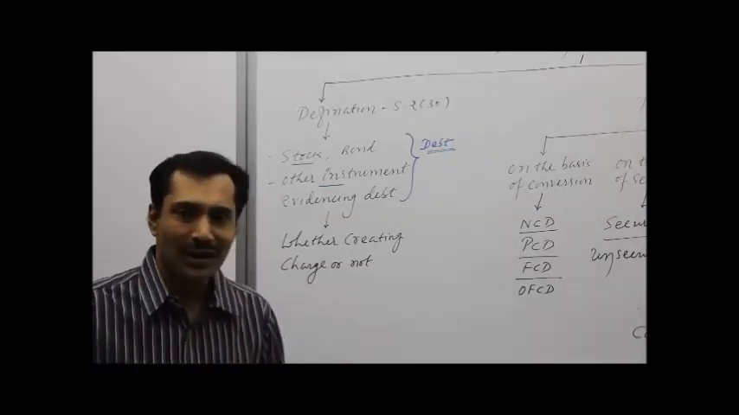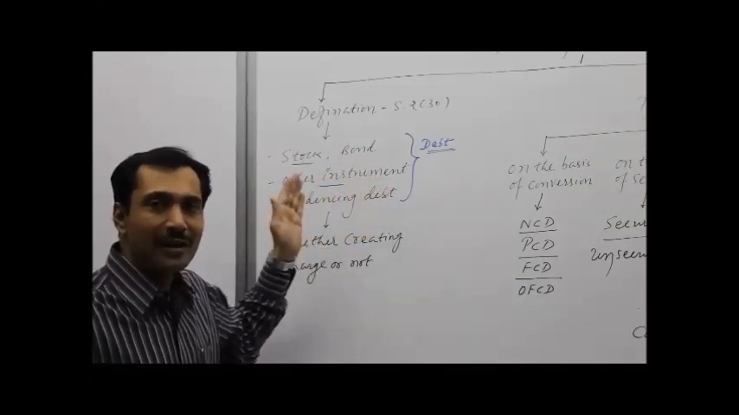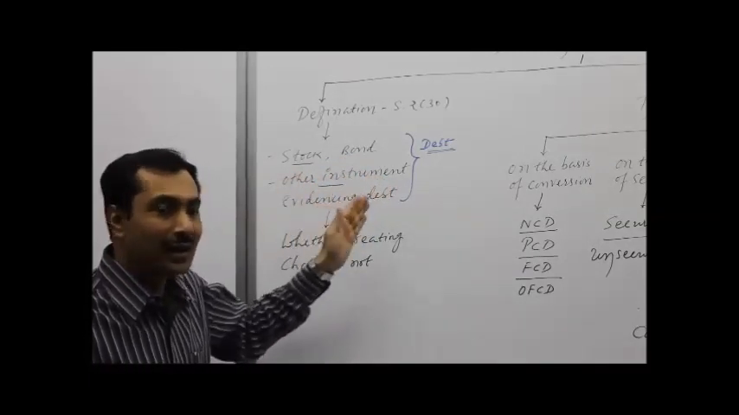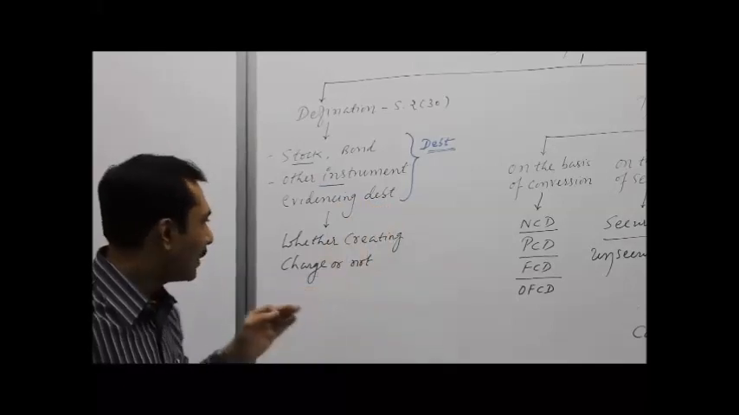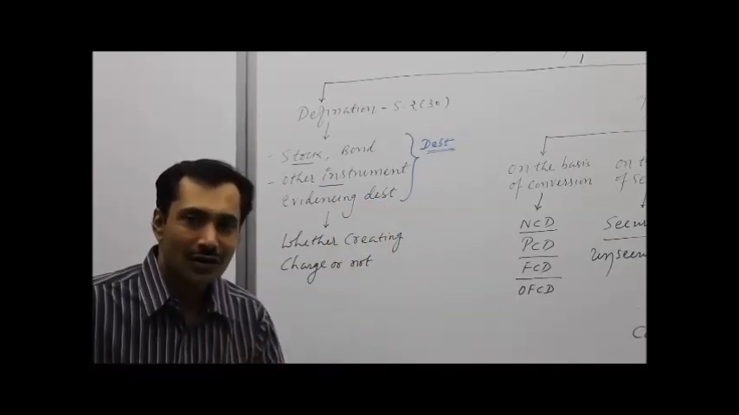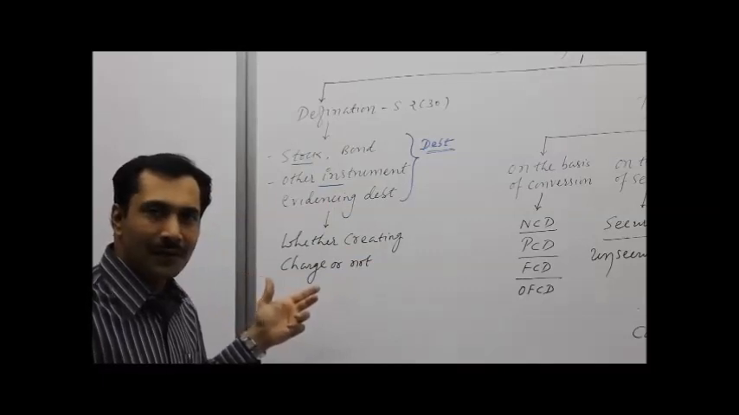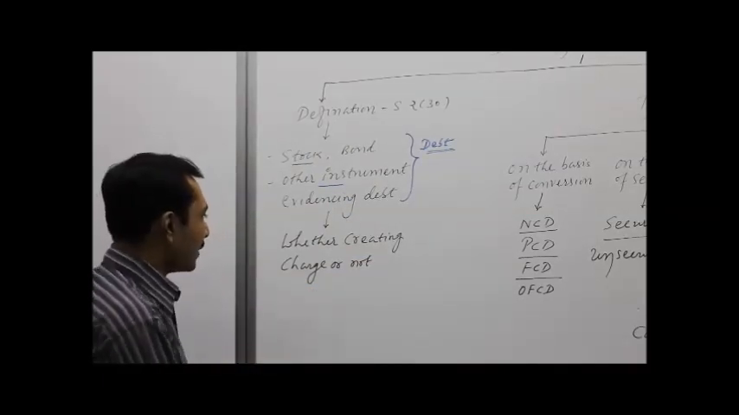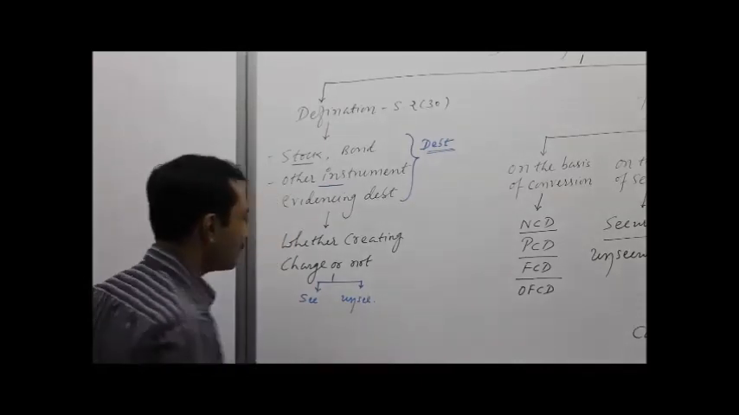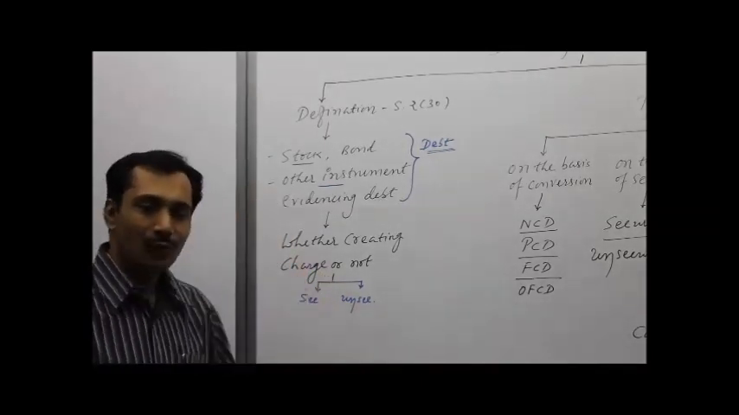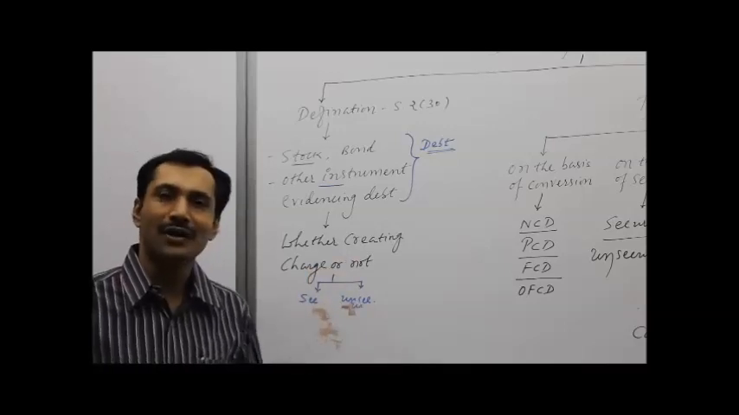Let me read the definition once again from the beginning to the end so that it gives you a good idea. Debenture means any debenture stock, bond, or any other instrument. Other instrument means other than the stock and bond, which is evidencing the debt, whether it is creating a charge or not on the asset of the company. After reading this entire definition, one can understand that a debenture can be either a secured debenture or an unsecured debenture. The definition gives the company the option to issue either a secured debenture or an unsecured debenture.